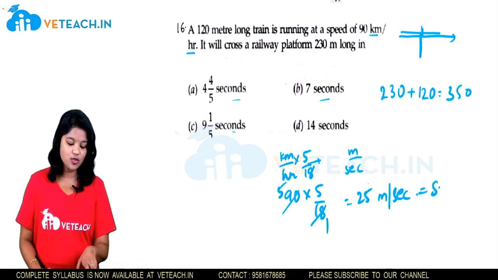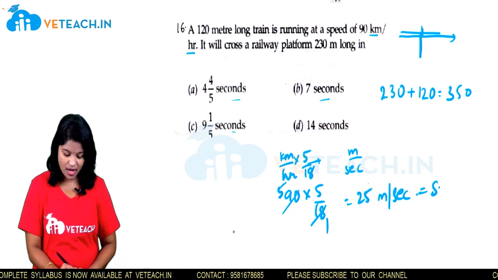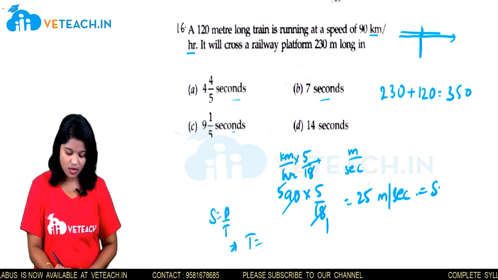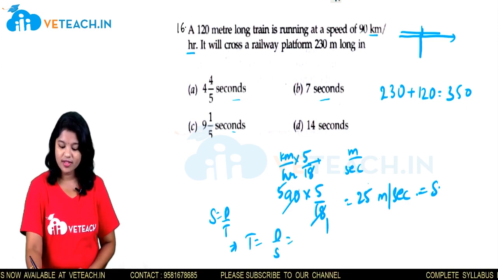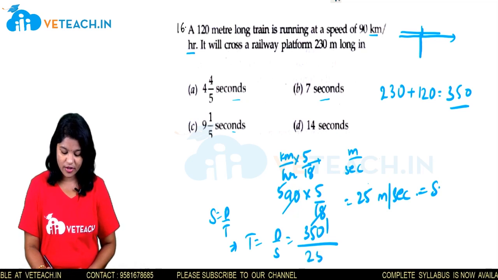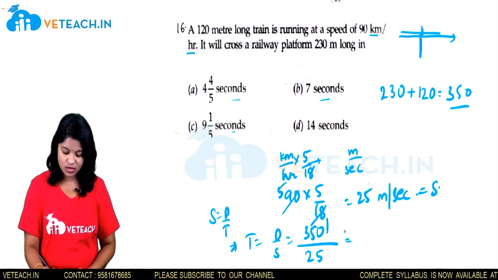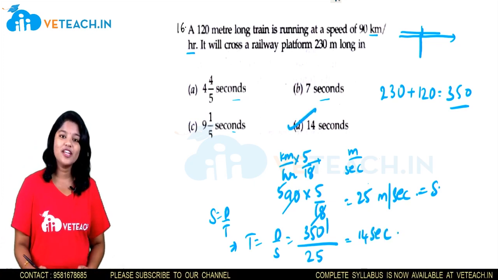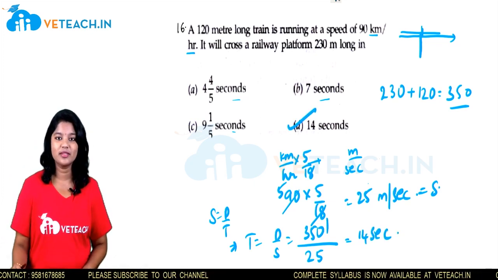Now they have asked us to find out the time. Speed is nothing but distance by time. So time is equal to distance by speed. The distance is 350 meters and the speed is 25 meters per second. So this will become 14 seconds. So option D, 14 seconds, is our correct answer.